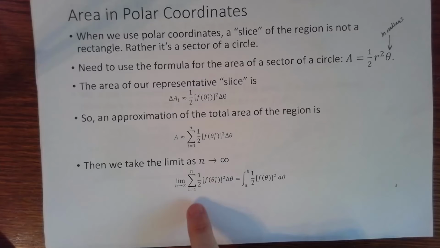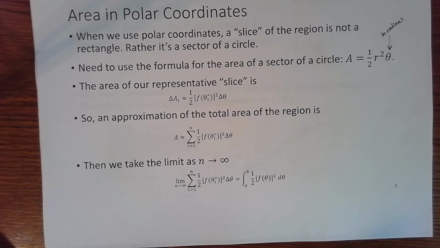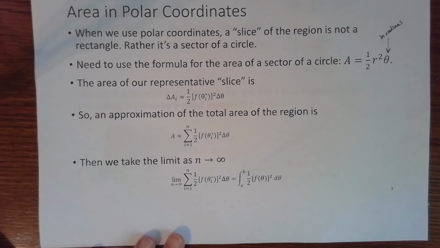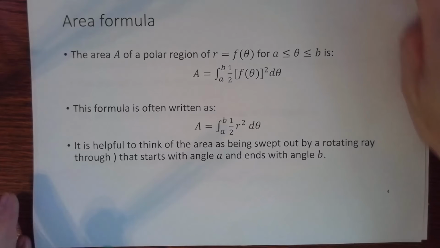Okay, so the approach is exactly the same as what we did when we developed the formula for the area of a region in rectangular coordinates or Cartesian coordinates. But here we just have to make sure that we're using sectors and the areas as the areas that we're adding up rather than rectangles. Okay, all of this means that the area formula for a polar region, when we're looking at the polar region where the angle is between A and B, it's just going to be the integral from A to B of 1/2 f of theta squared d theta.